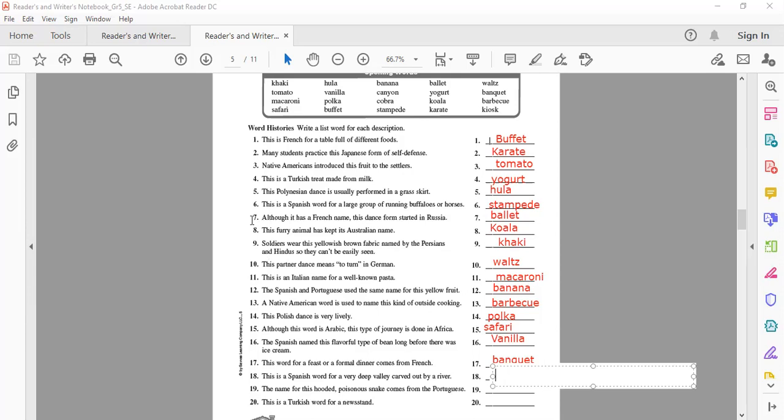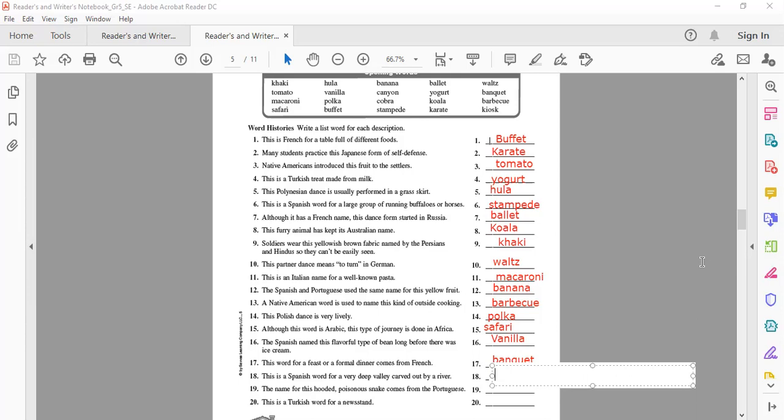Let's go for Jana. Hurry up. Mariana said safari. No, not safari. When I have a narrow place between mountains and there's a river between them. Canyon. Canyon, very good. So it is canyon.